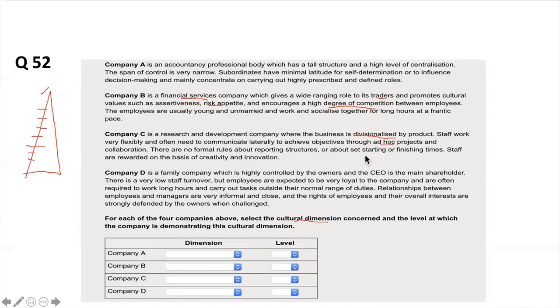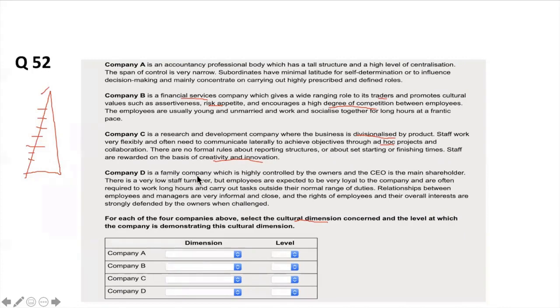Ad hoc means when you need them, and collaboration. There are no formal rules about reporting structures or about set starting or finish times. So no rules, no procedures, no deadlines. Staff are rewarded on the basis of creativity and innovation. And that looks more like a company that is okay with uncertainty.